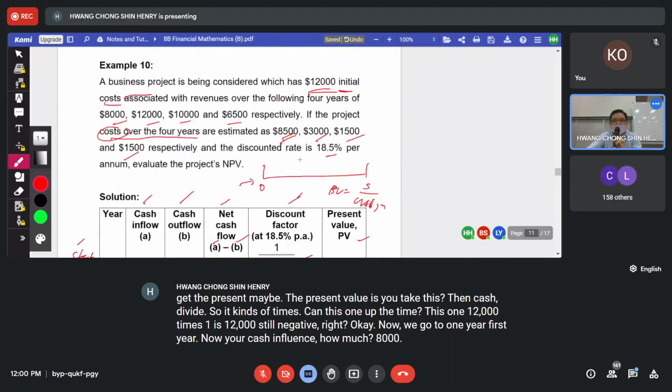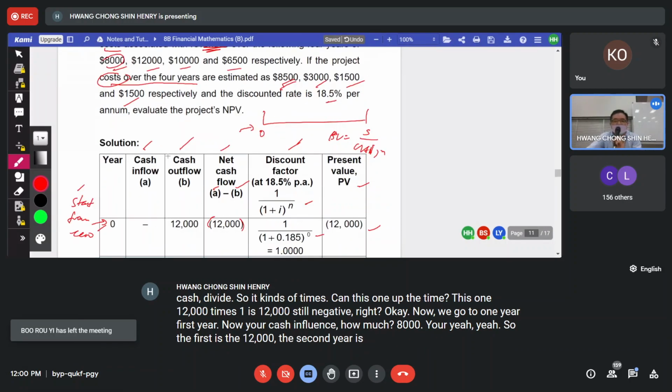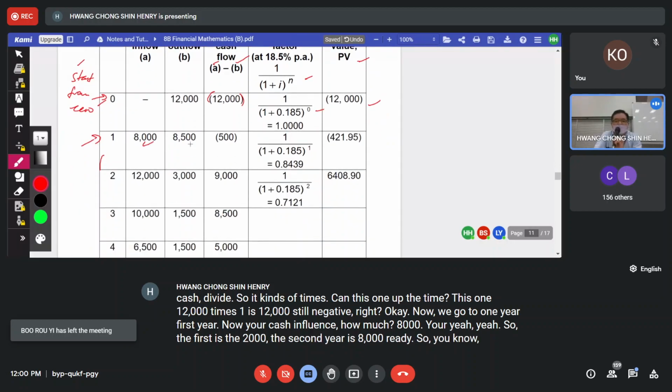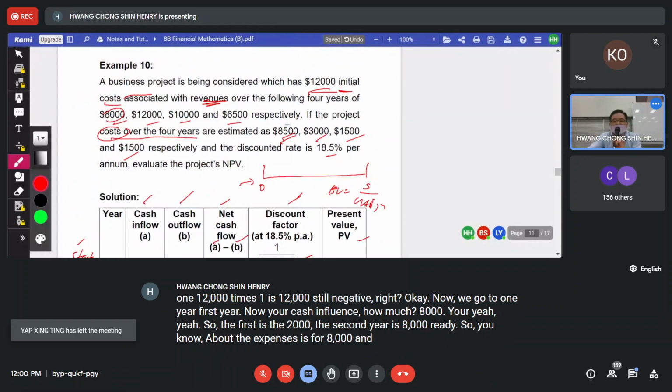8,000. Your revenue is untung, right? So the first is 12,000. The second year is 8,000 already. So you put here 8,000 now. The expenses is about 8,500. Can you see this? Revenue against the cost.